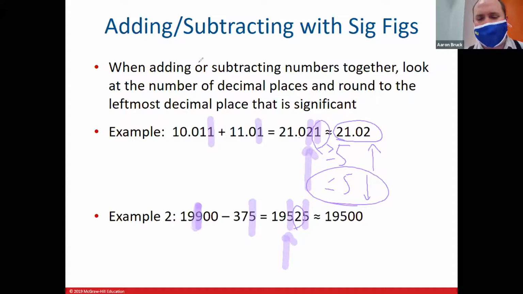The digit directly next to that is a 2. That number is less than 5, so I'm going to round down. I end up getting 19,500.